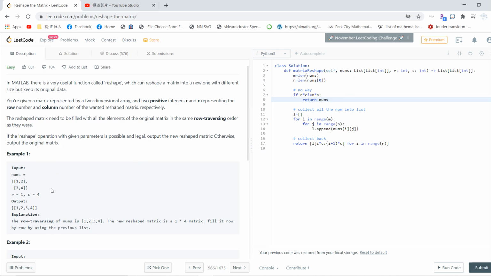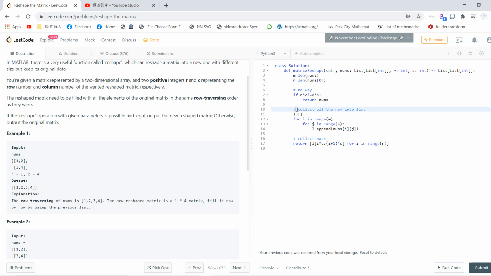And what I do is very traditional. I first collect all the numbers into a list, so I just flatten the matrix. L is an empty list, and for each i, j I just append the element. So I first flatten the list, and then I collect it back.